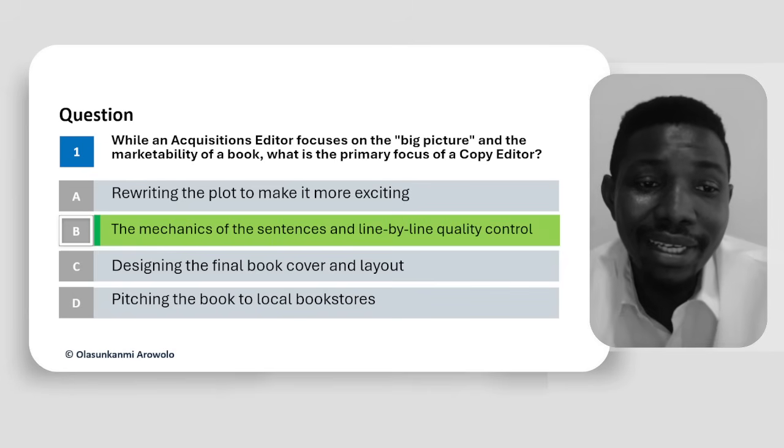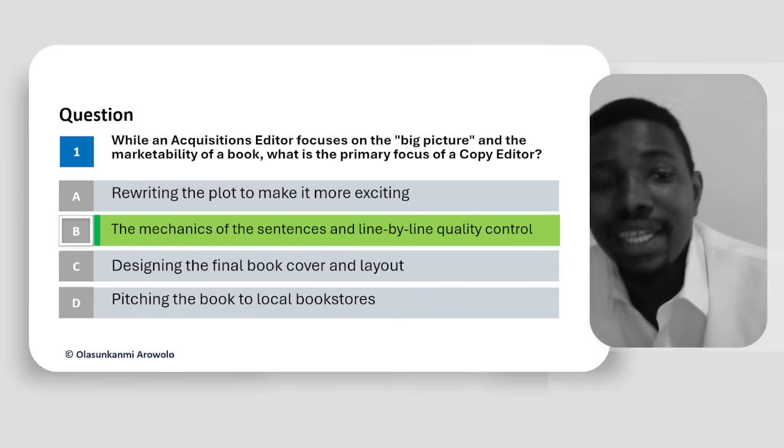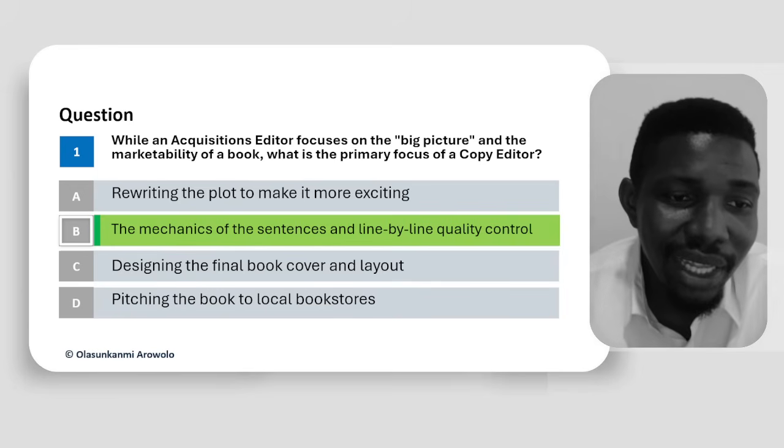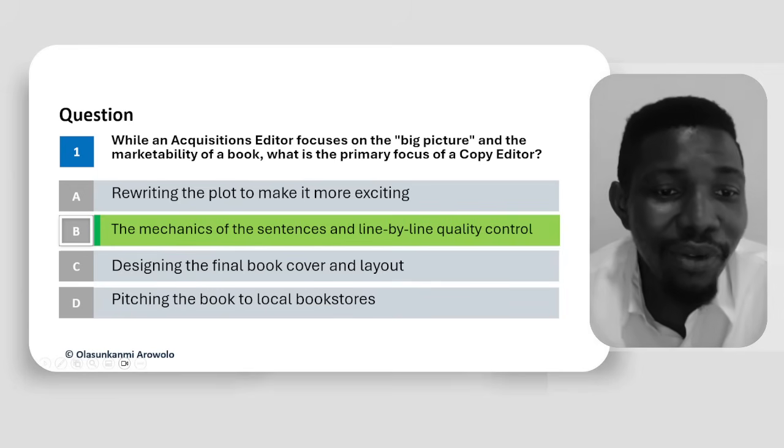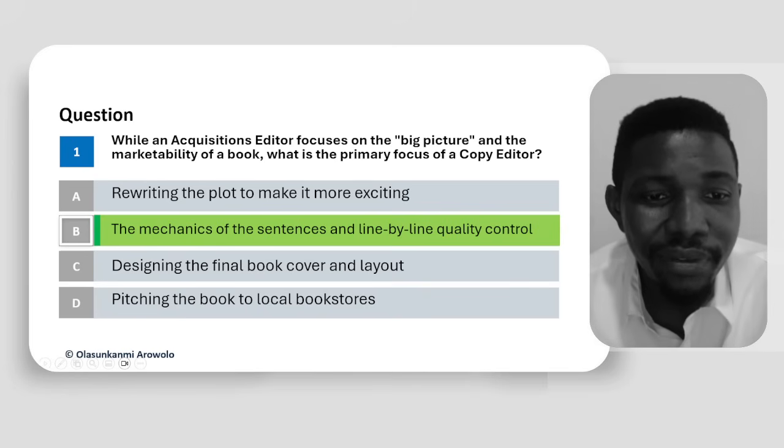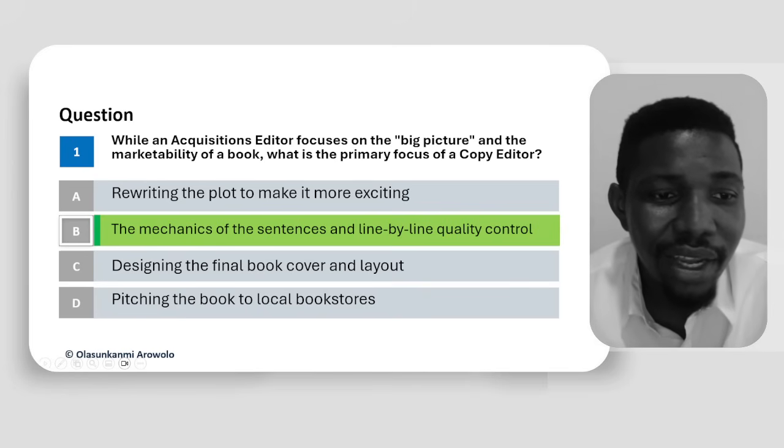They focus on the mechanics of the sentence and the line by line to ensure that they have some level of control over what they are teaching and what they're doing.